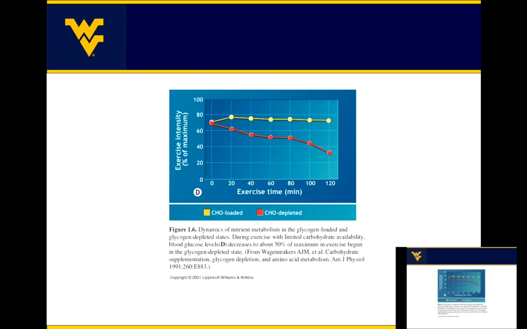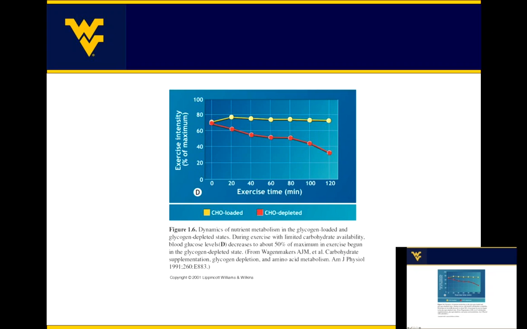Because as I told you, and just showed you in the previous slide, it's not blood glucose that your muscle relies on primarily at a high intensity. It's the glycogen that's actually there, and the glycogen stored in the liver that can be converted to glucose and carried to the muscle.